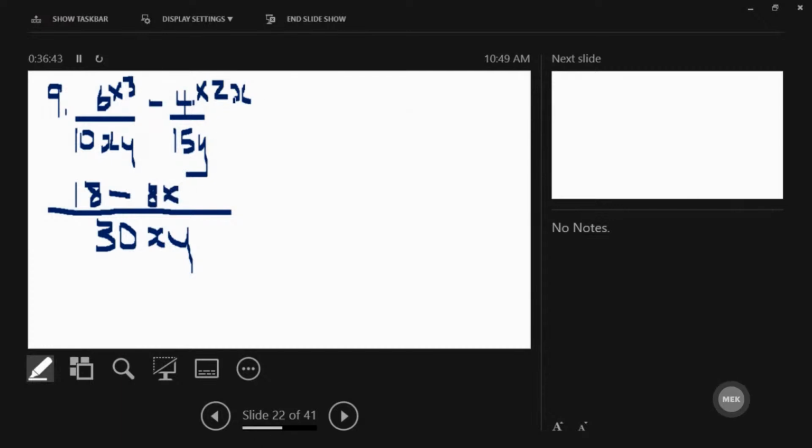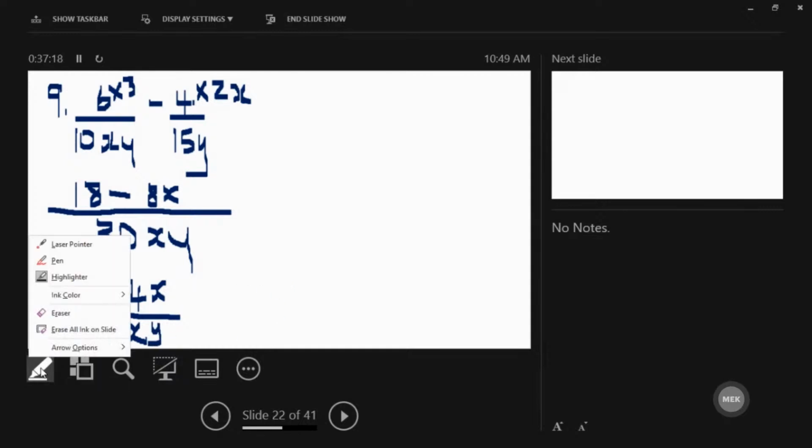And if we look at these, we see that they can be reduced, right? Each of these terms is divisible by 2. 2 can go into that, 2 can go into that, 2 can go into that. So we'd be left with 9 minus 4x over 15xy. And that's our answer for that one. So let's do the last one now. And that's going to be number 10.